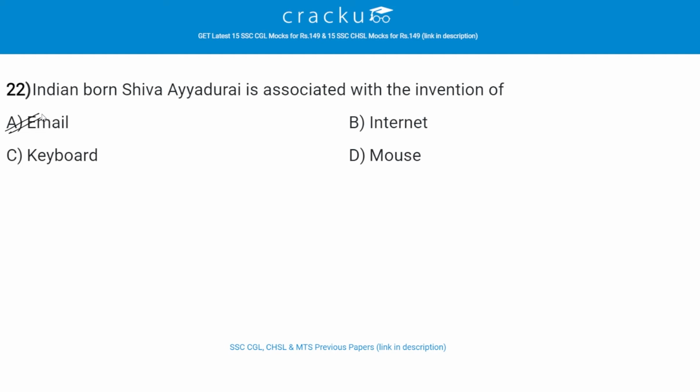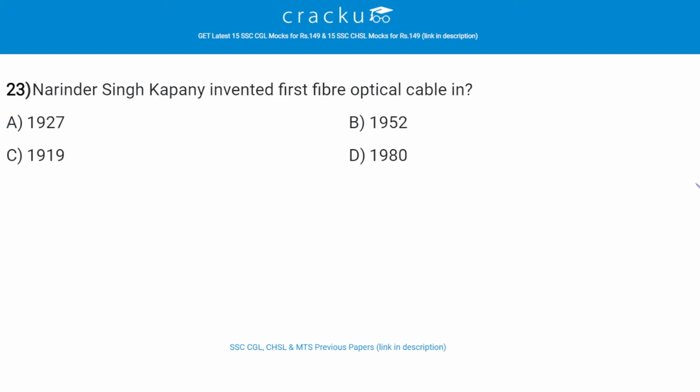Narinder Singh Kapany invented the first fiber optical cable in, the correct answer is B, that is 1952. So Narinder Singh Kapany was an Indian American physicist best known for his work on fiber optics, and he is credited with inventing fiber optics and is considered the father of fiber optics.